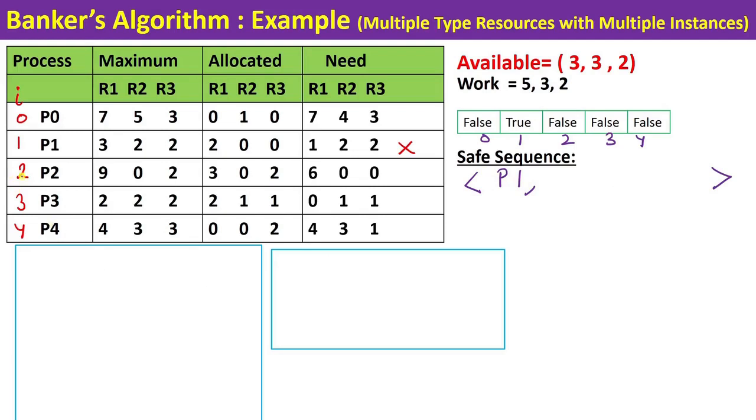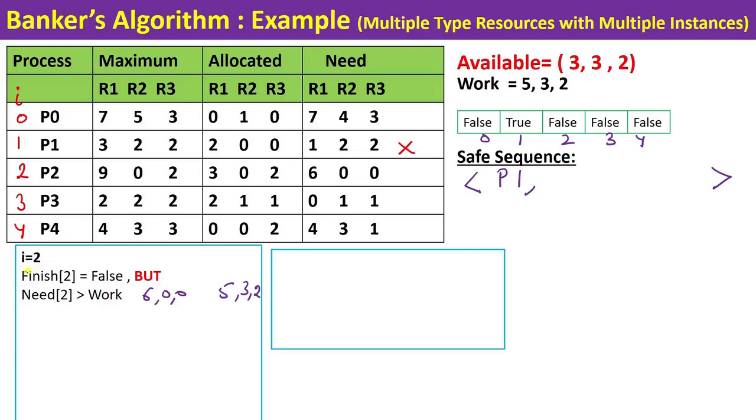Now let's check for I equal to 2. For I equal to 2, the finish of the 2nd process is false, but need is not less than work, it is greater than work. So what does it mean? Here you can see need of the 2nd process is 600, and the value of work is 532. So 6 is greater than 5. It is not less than or equal to 5, right? So need is greater than work, and our less than or equal condition is false.